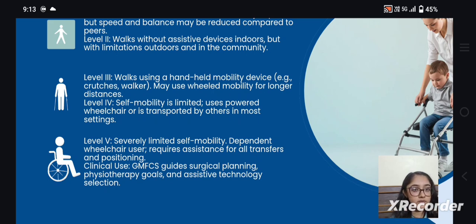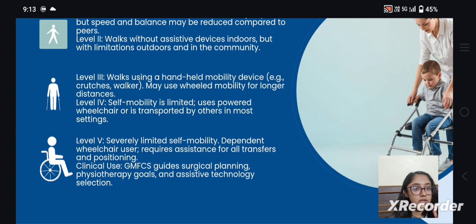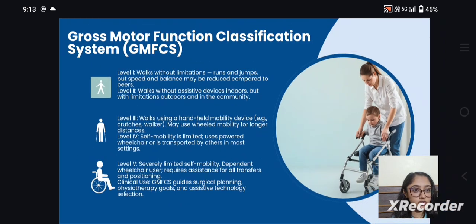Level 4 self mobility is limited, so it will use a powered wheelchair or is transported by others in most settings. Then level 5 is severely limited self mobility. A dependent wheelchair user requires assistance for all transfers and positioning. Then clinical use. GMFCS guides surgical planning, physiotherapy goals, and assistive technology selection.